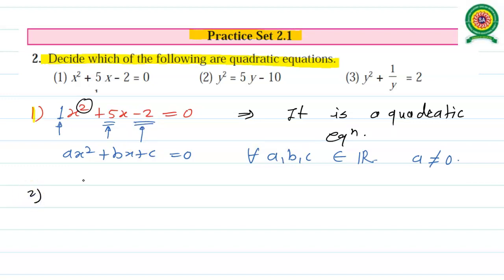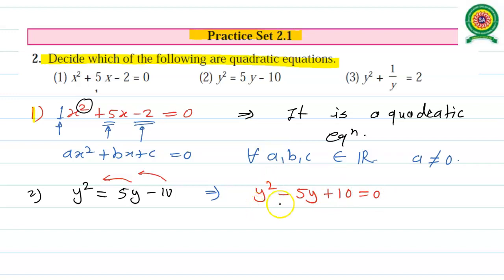Now look at the second sub-question, y² = 5y − 10. After shifting 5y and minus 10 from RHS to LHS, we can write the given equation in the form y² − 5y + 10 = 0. Here we have variable y, whose highest degree is 2. So it is a quadratic equation.